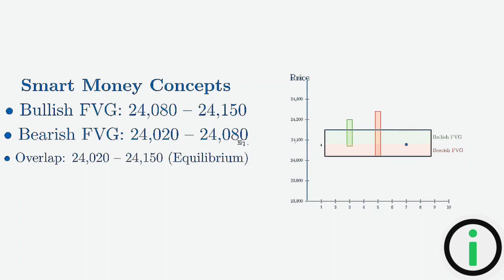Together, these overlap into an equilibrium pocket from 24,020 to 24,150. We expect the price to gravitate within this range before it commits to a clear directional breakout. Until we see a sustained move outside this pocket, the market remains in a state of imbalance.